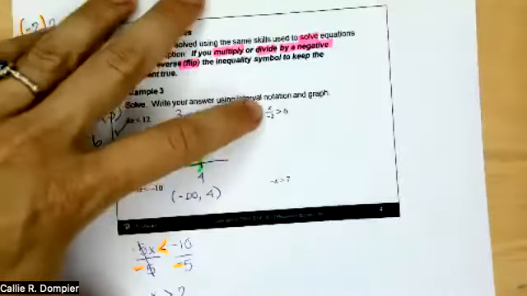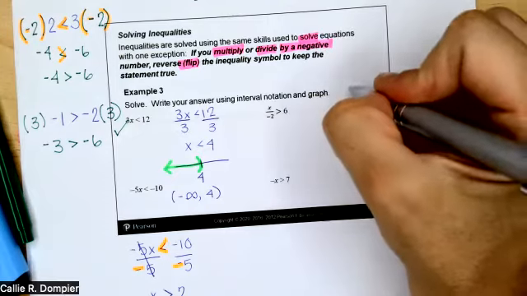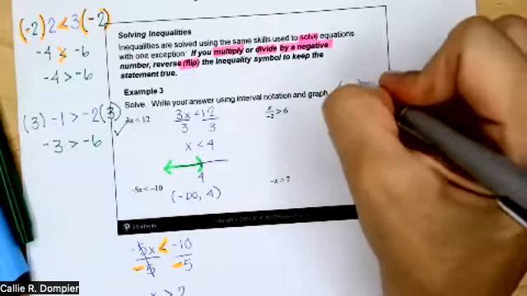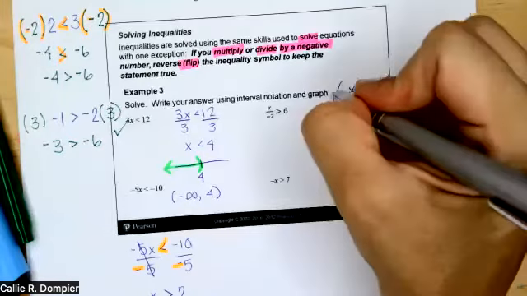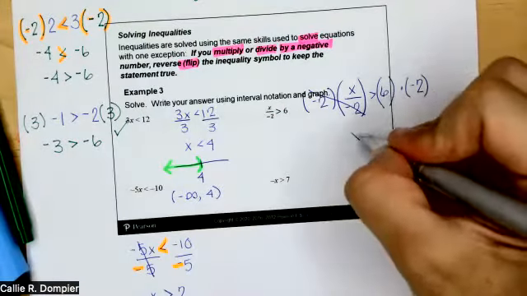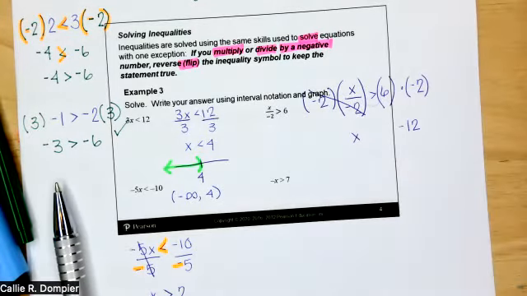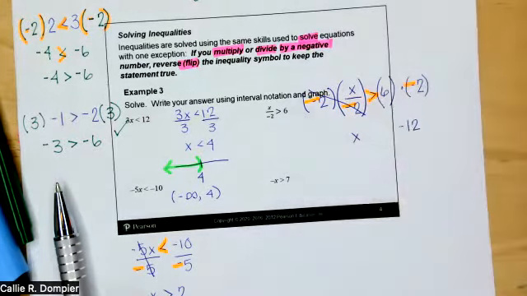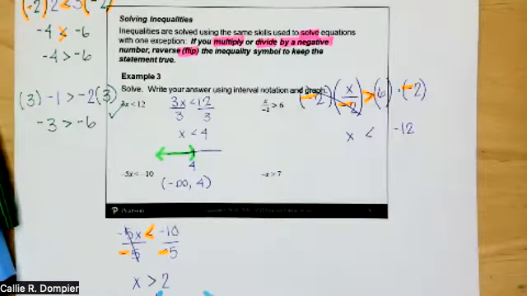Here we have x over negative 2 is greater than 6, which is the same as x divided by negative 2, right? X divided by negative 2 is greater than 6. To undo divided by negative 2, I need to multiply by negative 2, right? So those cancel. I just have x. 6 times negative 2 is a negative 12. And because that one was a negative 2, I need to take that sign and flip it. So x is less than negative 12.